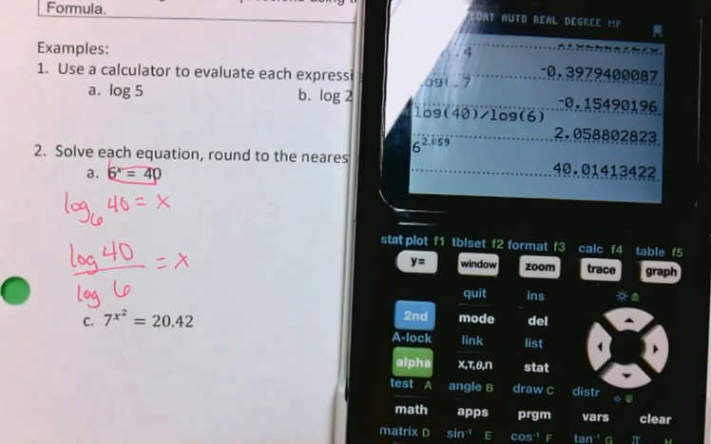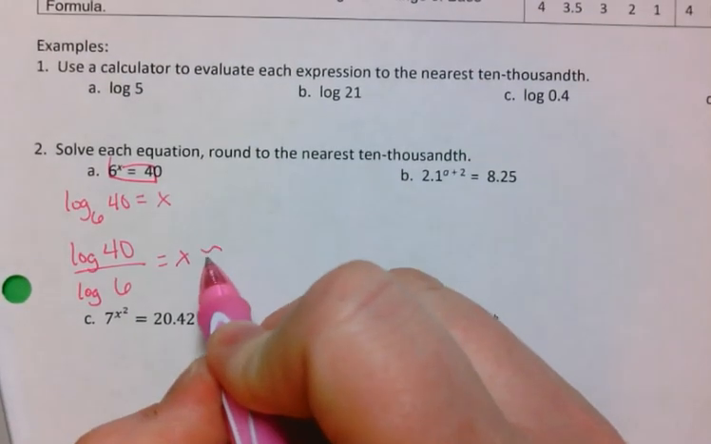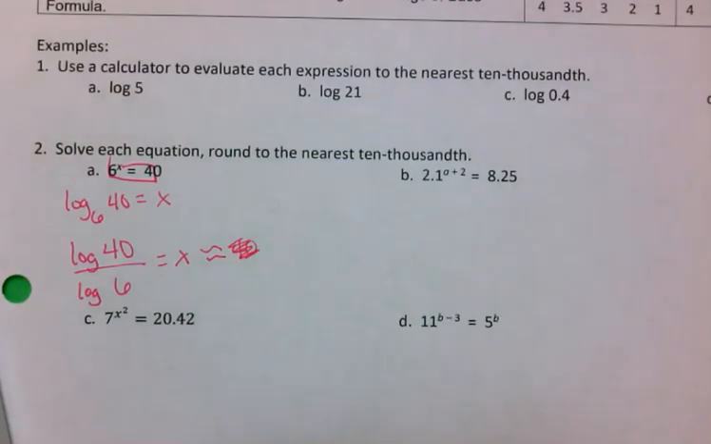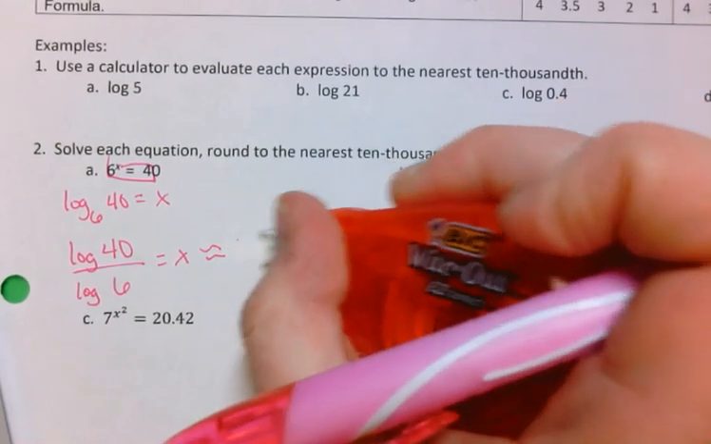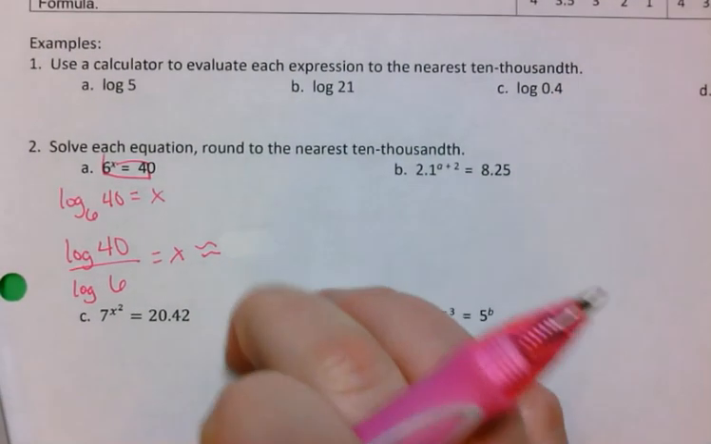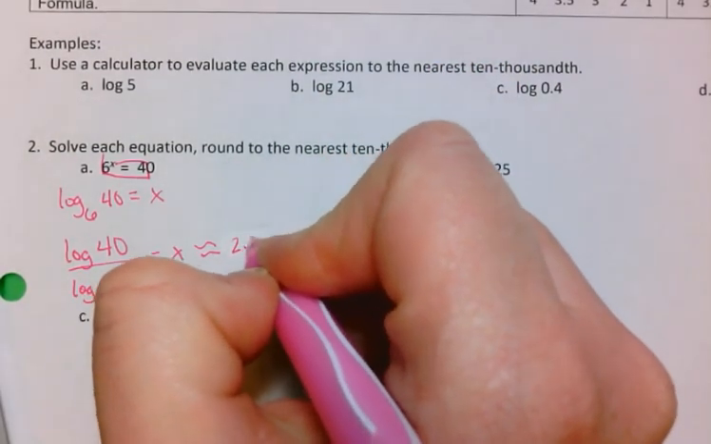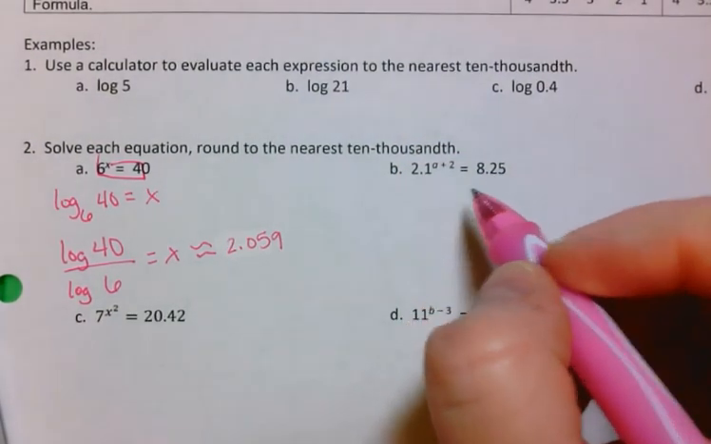Now since I did round up, my answer is going to be bigger than 40 versus keeping it the same, which would put me slightly under it. So X is approximately 2.059, not 40, excuse me, wrong number. Whiteout. I have whiteout. New pens, whiteout, we can do this. And dog hair, apparently. 2.059.